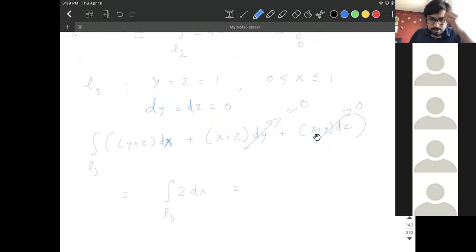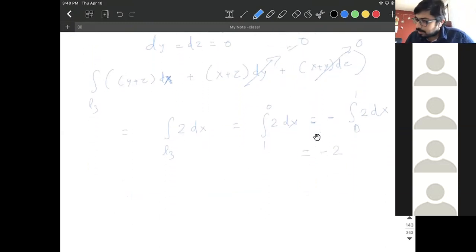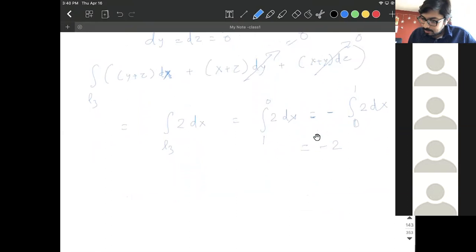But now here comes the point. The thing is that x varies between 1 and 0. So this integral should be from 1 to 0 of 2 times dx. And again from the property of Riemann integration, this is equal to minus the integral from 0 to 1 of 2 times dx. So this is minus 2. So there is a change of sign. I mean, this negative sign indicates that the particle moves from the position 1, 1, 1 to 0, 1, 1.